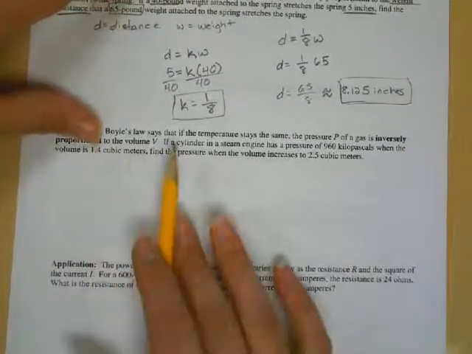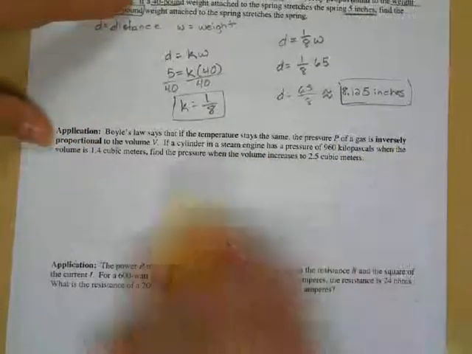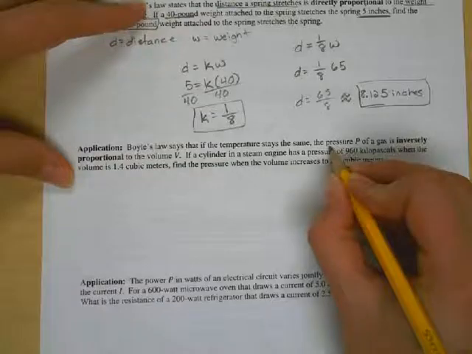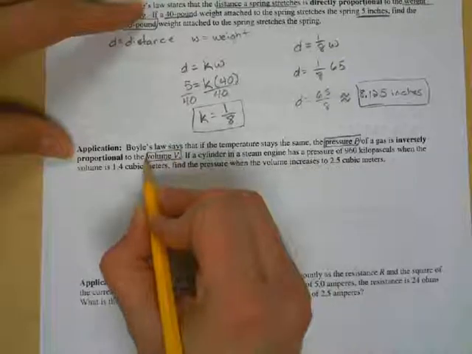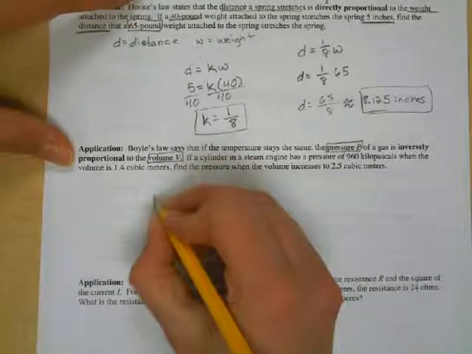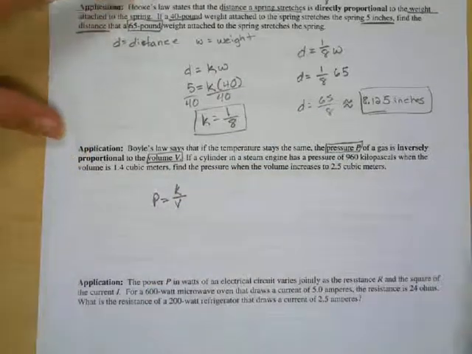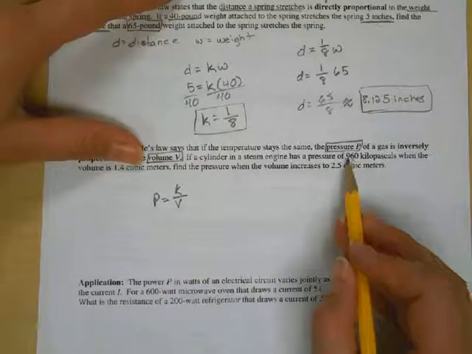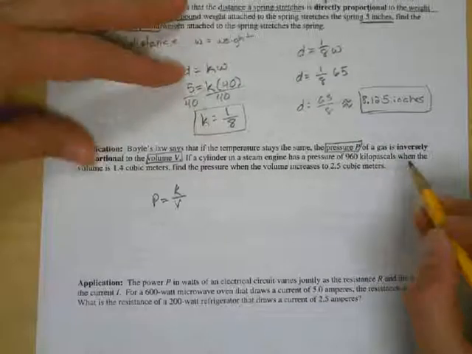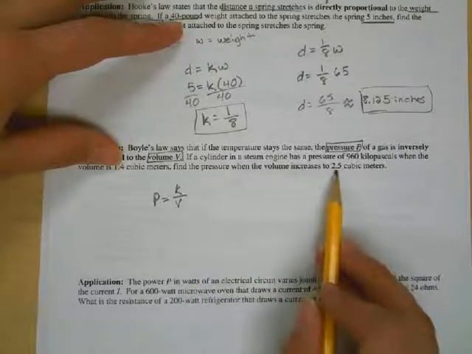Boyle's law says that if the temperature stays the same, the pressure P of a gas is inversely proportional to the volume V. They give me pressure P and volume V, so they give me my variables this time. So P is K over V; inverse means divide. If a cylinder in a steam engine has pressure of 960 kilopascals when the volume is 1.4 cubic meters, find the pressure when the volume increases to 2.5 cubic meters.